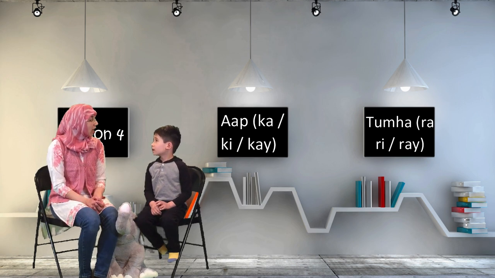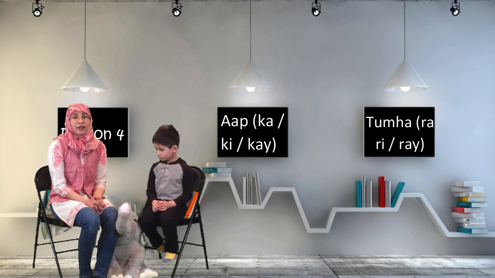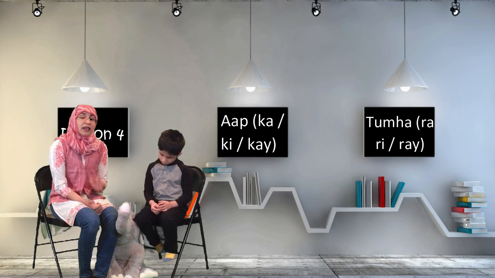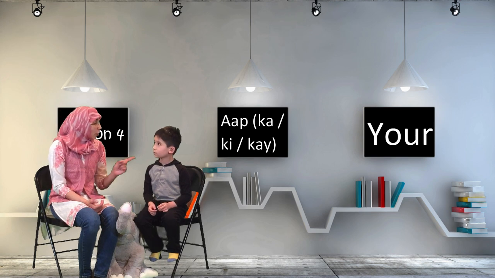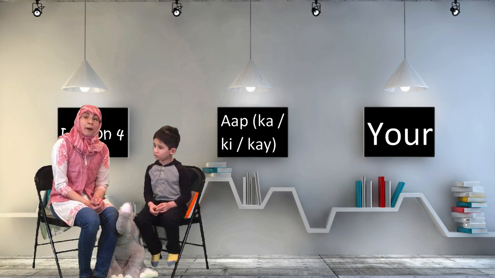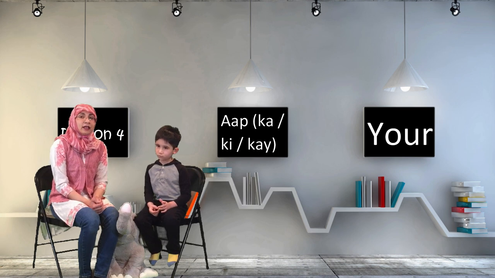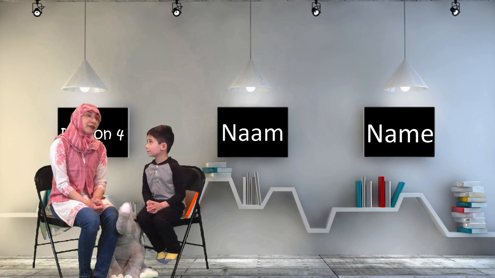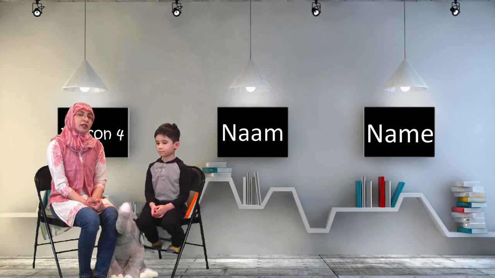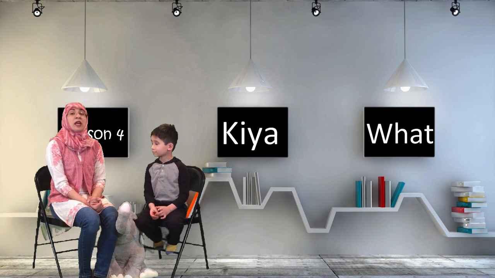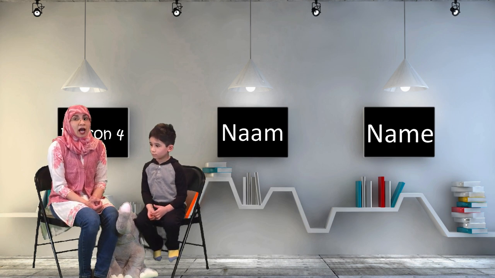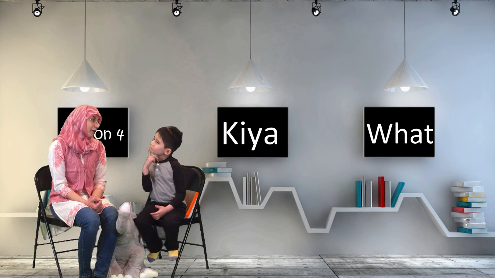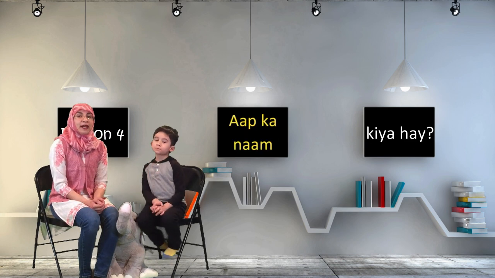Aapka naam kya hai. So he said, aapka naam kya hai? If you guys remember, aapka from lesson number 3 is yours. And he said, naam. What is naam? Name. And how do we say what in Urdu? Kya. So he said, aapka, your, naam. Naam is name. Kya is what? What? Aapka naam kya hai?